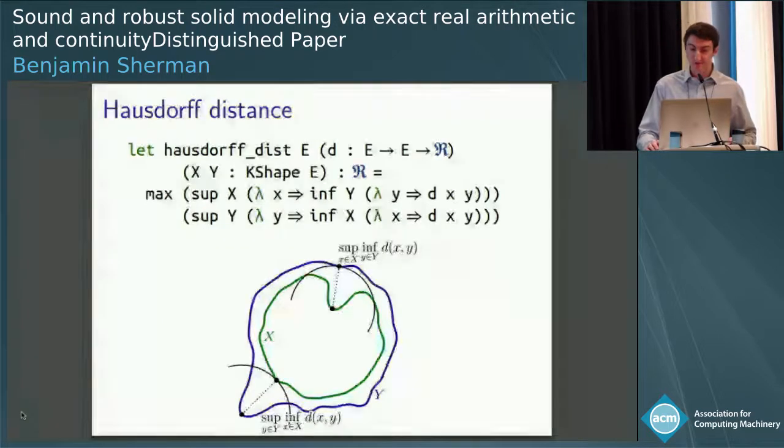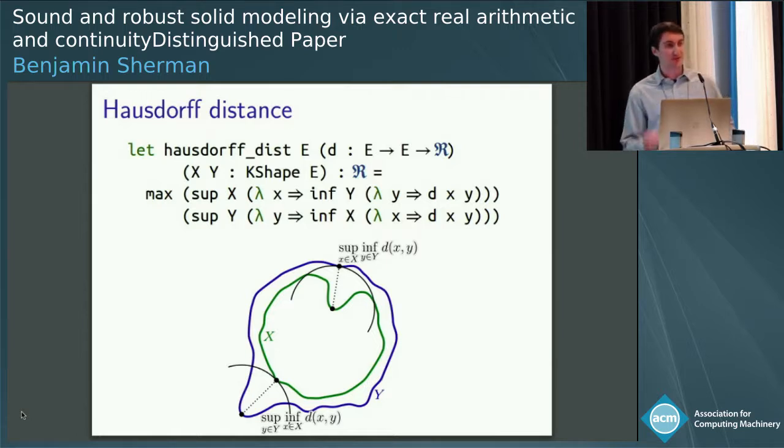What we're going to do is compute the Hausdorff distance. What I've shown here on this slide is code for computing the Hausdorff distance in Marshall, but it's basically the textbook definition that you would see for Hausdorff distance, for instance, on Wikipedia.